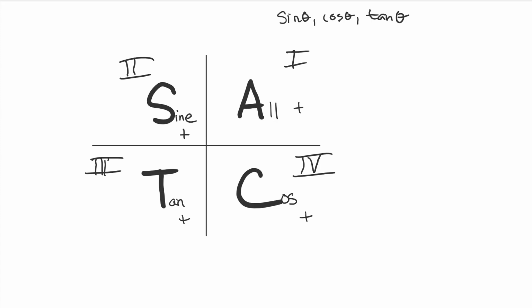But ASTC is a helpful little thing. When we want to figure out whether something is positive or negative in which quadrant, you can just look.